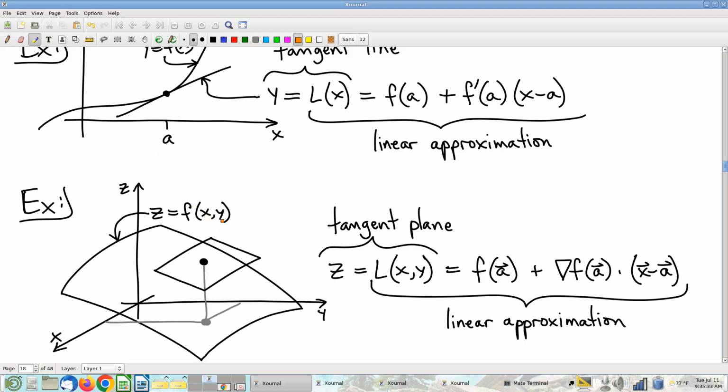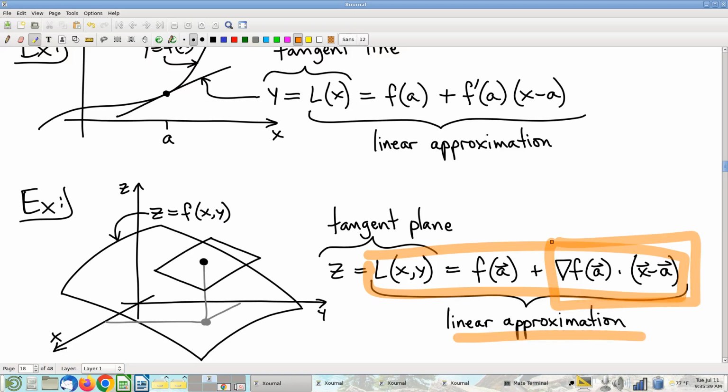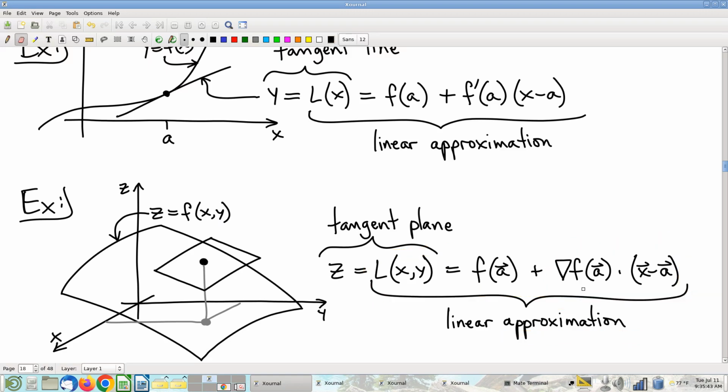But that said, this formula for a linear approximation works in any dimension, right? Just dot product with the gradient, and then the idea that you can look at its graph also works in any dimension. You just can't draw the picture. Okay. All right. Is everybody happy?